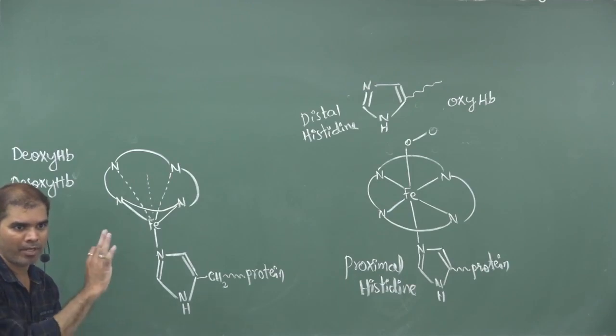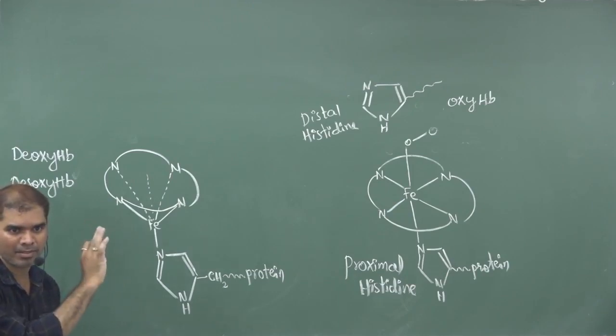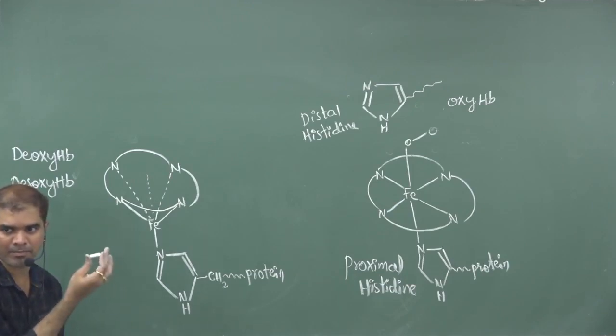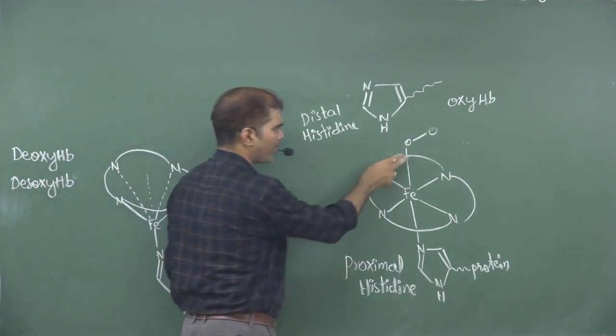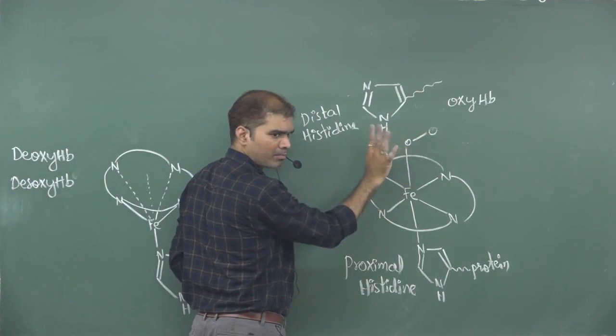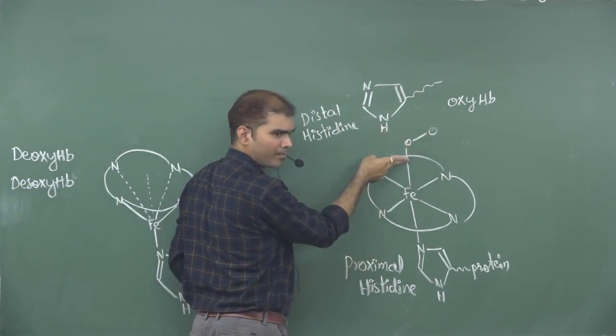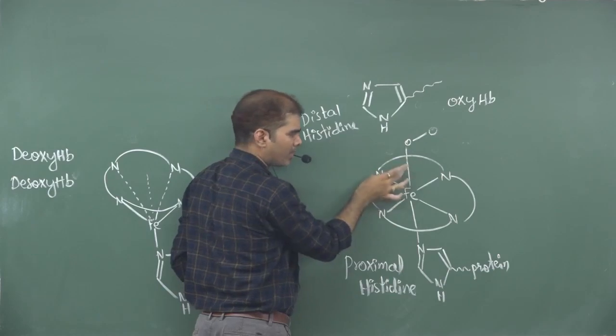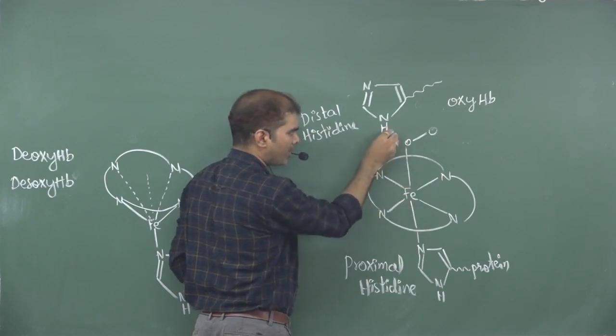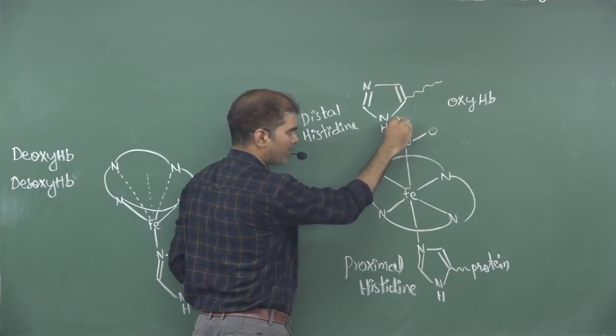Okay, what type of bonding is present between iron and dioxygen? Reversible or irreversible? Reversible. Reversible means this particular bonding is a weak bond. It is not a strong bond. So it can break at any time. There should be some stability for it. And how does it get stability? It gets stability from hydrogen bonding.